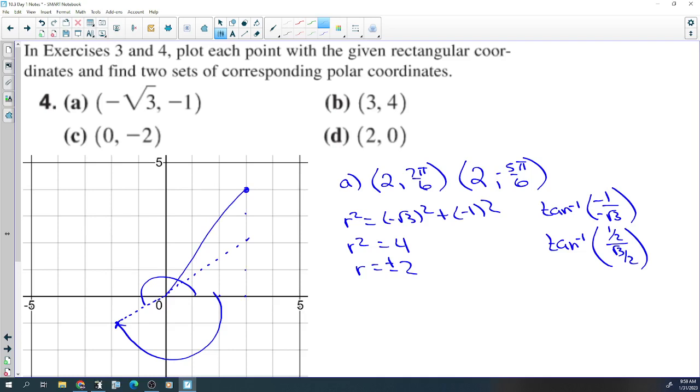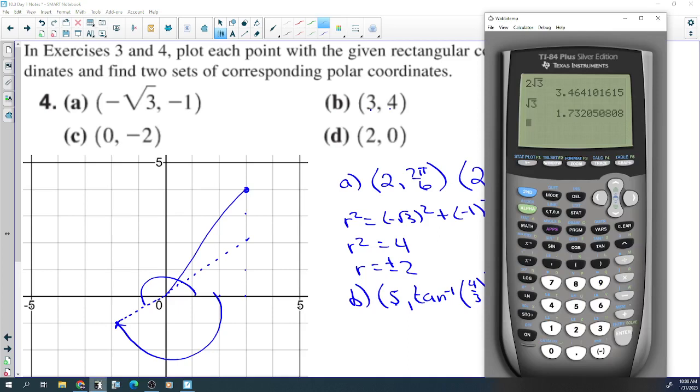There's the point. So letter B is the point, let's see, 5, right? 9 plus 16, square root of 25 is 5. And then the angle is the inverse tangent of y over x. It's some decimal value. It's around 60 degrees. It's just less than 60 degrees. Here, I'll show you. That's what I'm thinking it is by graphing it earlier.